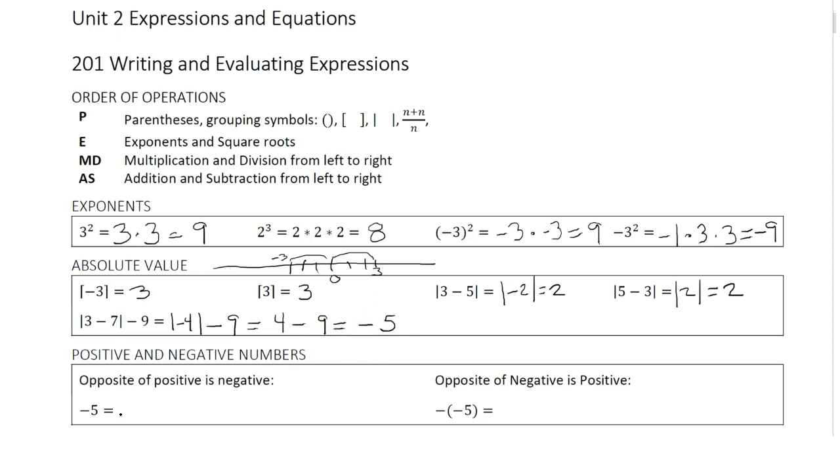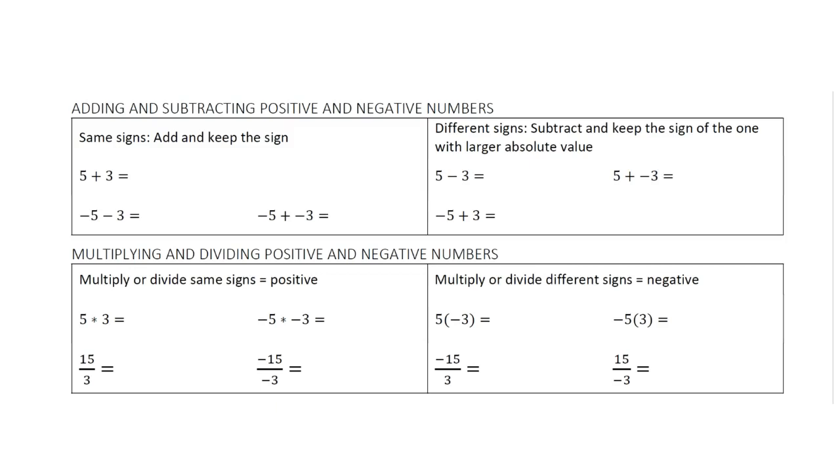Now for positive and negative numbers. The opposite of a positive number is a negative number. The opposite of 5 is negative 5. Negative 5 is the opposite of positive 5. The opposite of a negative number is a positive number. The opposite of negative 5 is positive 5. The rules for understanding operations on positive and negative numbers are very important. Please make sure you understand them.